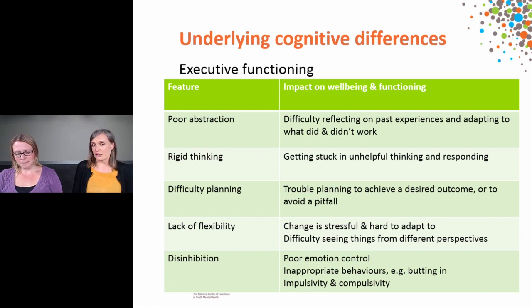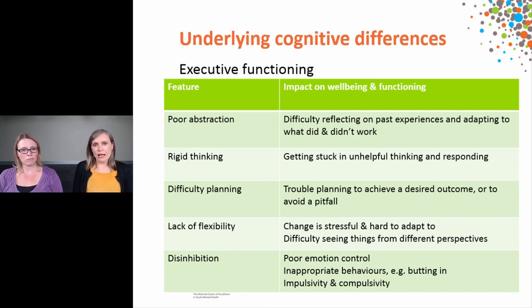Another issue that we see around executive functioning difficulties is problems around planning. So again, there's an interaction effect with the central coherence. When you're more detail focused, it is harder to see the bigger picture. It's harder to plan, therefore, it's harder to plan to achieve a desired outcome or to avoid a pitfall. And that's how that might play out. We've talked a bit about lack of flexibility already, and just the fact that that makes change so stressful and hard to adapt to for people with autism, and also makes it hard to see things from different perspectives.